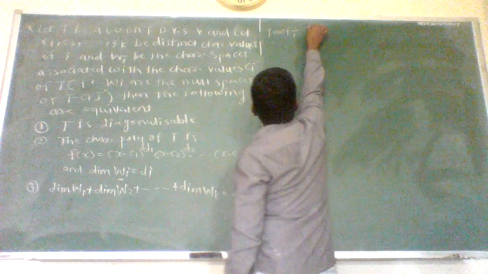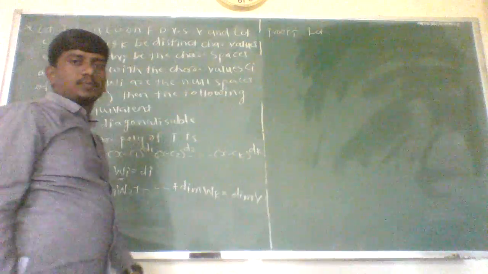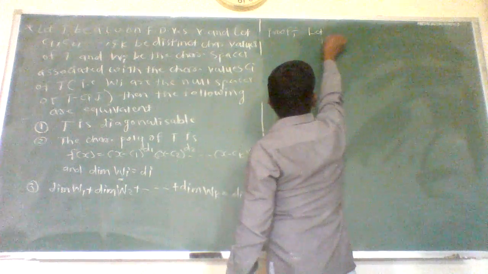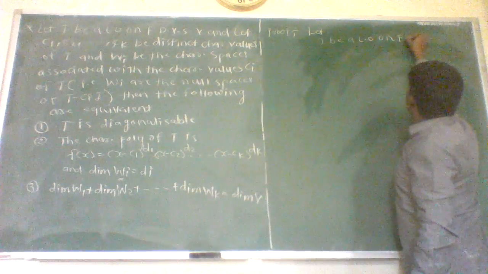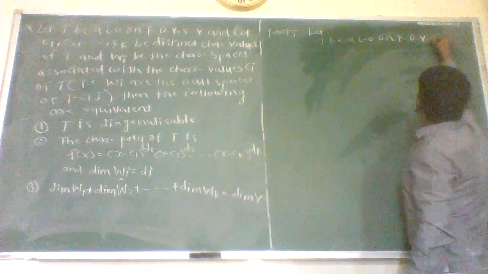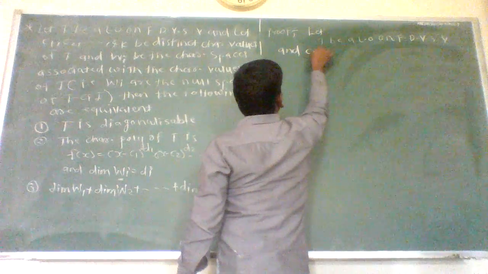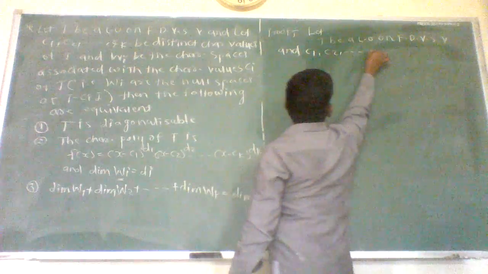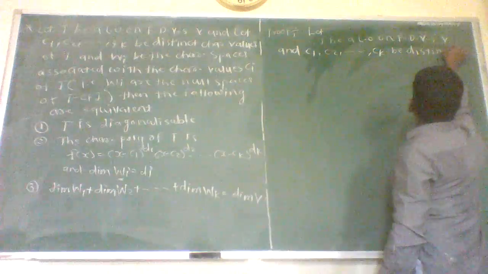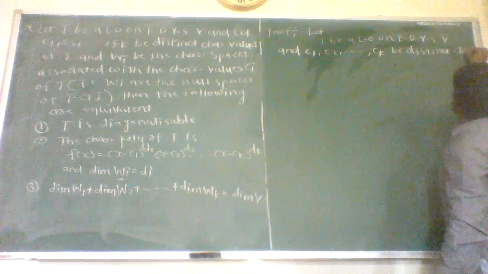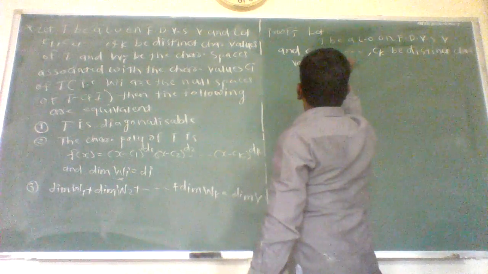Given that T is a linear operator on a finite dimensional vector space V, let C1, C2, up to Ck be distinct characteristic values of T.